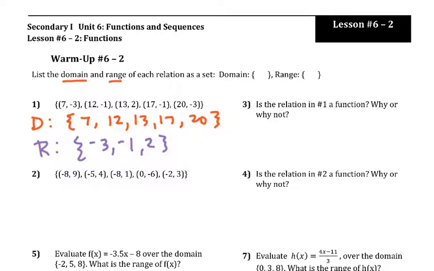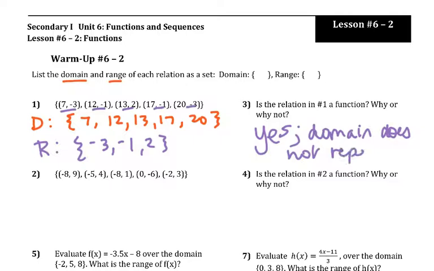Okay, the next question I'm just going to go over to number 3. It says, is the relation in number 1 a function? Why or why not? Are there any repeats in the domain? Did you say, oh, I don't want to write that twice on anything in the domain? One way you can tell really easily is I have 5 ordered pairs and I have 5 things in the domain, and so there were no repeats. So this one is a function, and the reason why is the domain does not repeat. That's basically your reason whenever you're saying that something is a function.